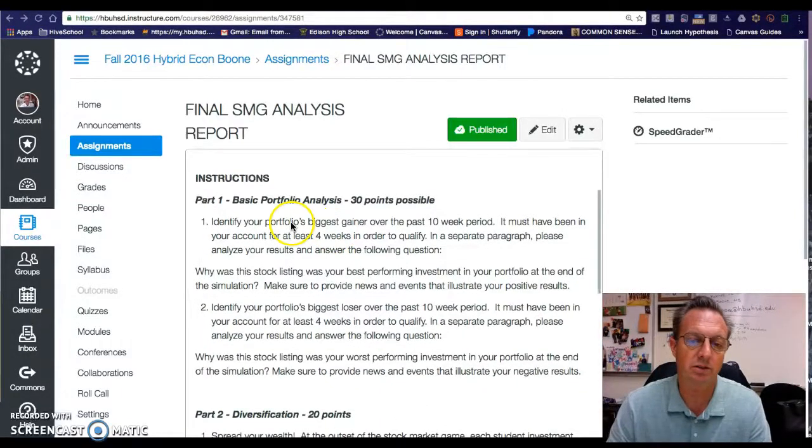So you need to look back at your stock market portfolio and identify what your biggest gainer was over the last 10-week period. The game lasted 10 weeks. You need to be able to figure out what made you the best amount of money. Beyond that, you're looking at your biggest loser over the last 10-week period as well, and in a separate paragraph you need to analyze your results and answer the questions accordingly. So let me show you what that looks like.